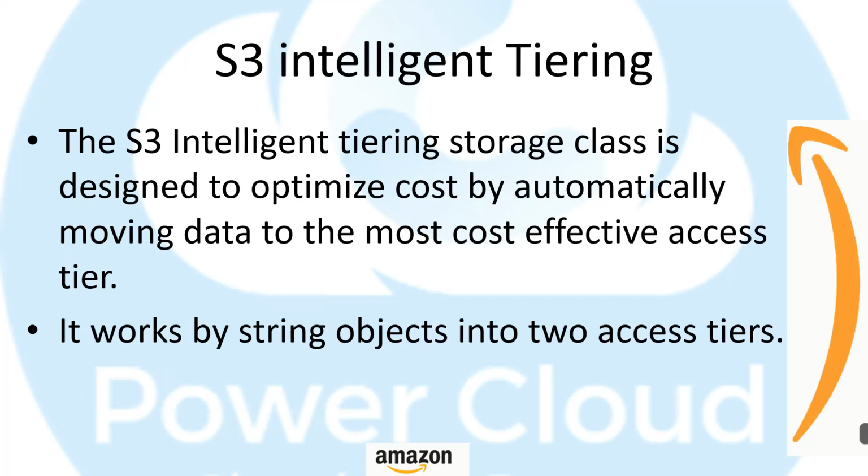Now go to S3 Intelligent-Tiering. S3 Intelligent-Tiering is basically an automated thing. The S3 Intelligent-Tiering storage class is designed to optimize cost automatically. AWS works out whether we access the data frequently, or once in 2 or 3 months, and then it will automatically move the data to the most cost-effective access tier. It works by storing objects in two access tiers.